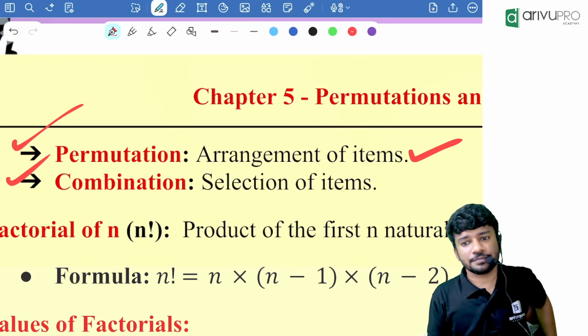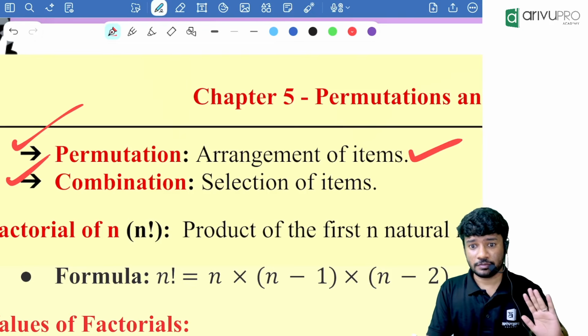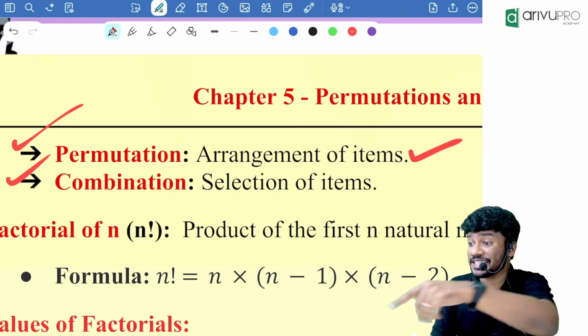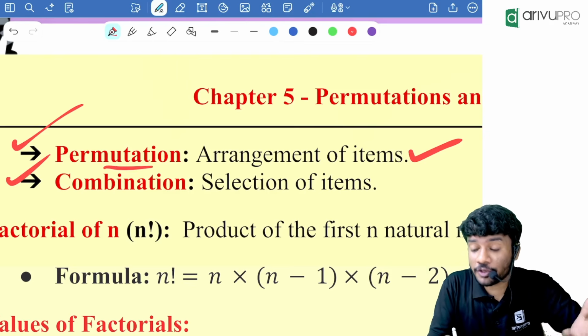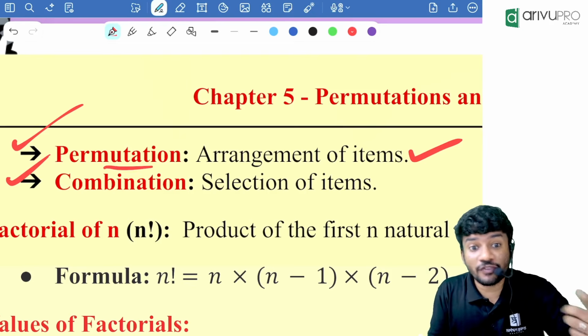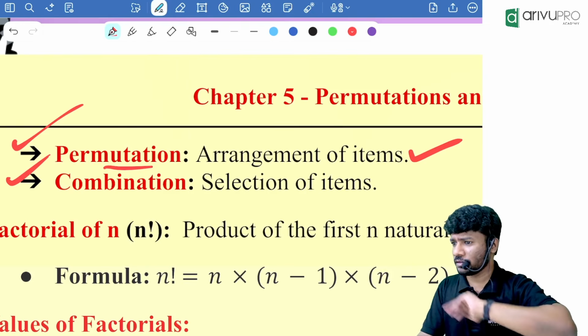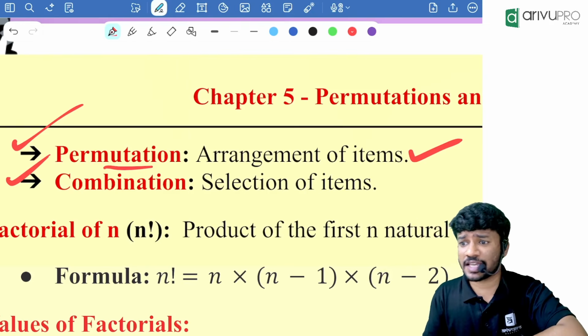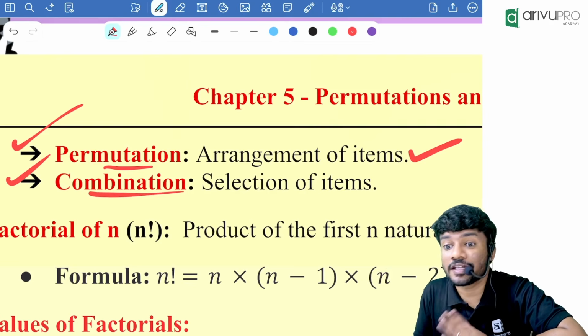Arrangement of items. So I am telling you, I want to arrange students in this classroom into 5 different seats or chairs. So what can I do? I will do permutation. I can find the number of ways using what? Permutation. Now people, I want to select 2 people from this classroom. How many ways can I select? I will use the concept of combination to find the number of ways.